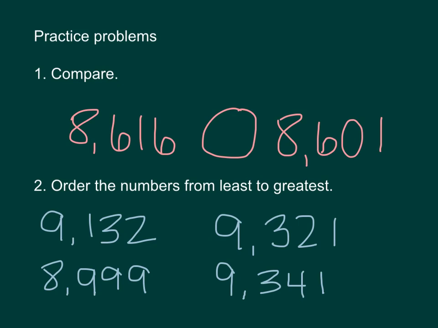Here are practice problems. The first one, you're just putting in a greater than or less than symbol, and then the second one, you're putting them in order from least to greatest. Don't forget a word problem or a question if you were confused about something, and rate your understanding 1 through 4.